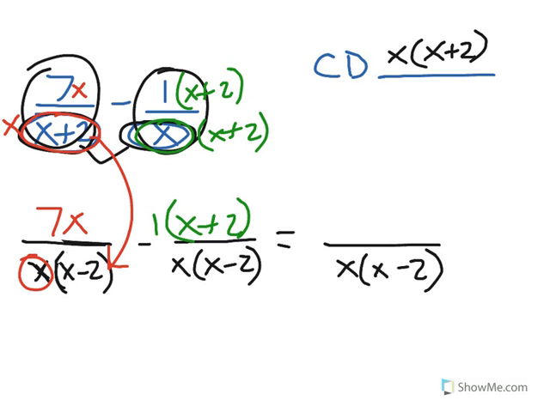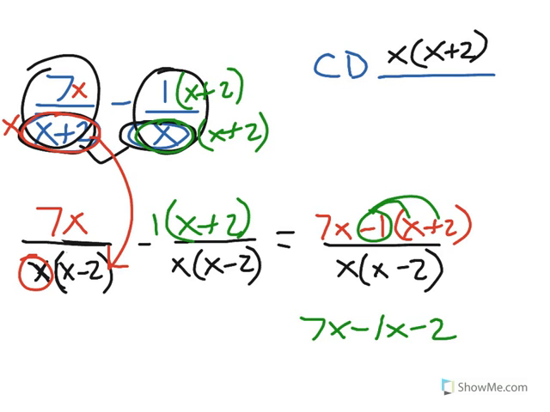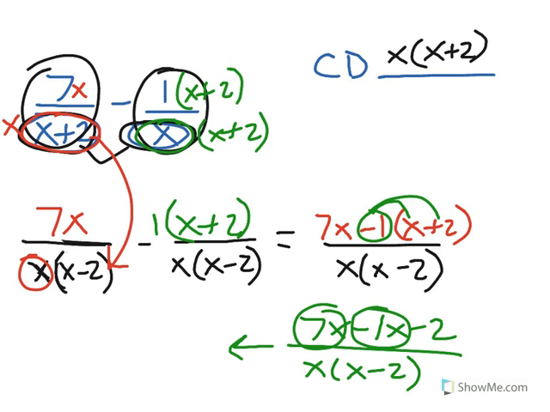But on top, I'm going to put the things that I have together. Okay? Minus 1 times x plus 2. And you might ask yourself, why did I bother putting the 1 there? I wanted to remind you that we still have a negative 1, and it gets distributed to everything else. So this really becomes 7x minus 1x minus 2 over x times x minus 2. And since I only have room over here, we'll write it this way. I have like terms here, so it becomes 6x minus 2 over x times x minus 2.